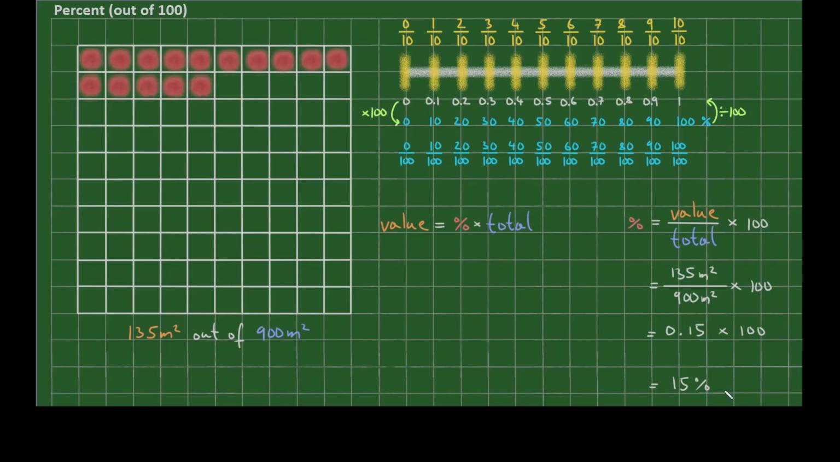In summary, percentages are a special type of fraction where the denominator is 100. In order to calculate the value of a percentage, I multiply the percent by the total. If I am after the percentage itself, I take the value given, divided by total, and multiply it by 100.